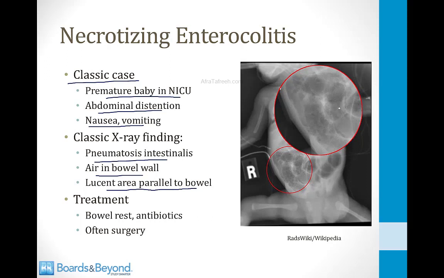It's a subtle finding in this picture, but there is a loop of bowel here. I'm drawing a line around it with my pen, and you can see a black line right next to the intestinal wall. That is air in the bowel wall, and that is from necrosis of the mucosa, and that is a classic finding in a baby with necrotizing enterocolitis. The treatment is bowel rest, meaning you don't feed the baby, also antibiotics, and often surgery is required.